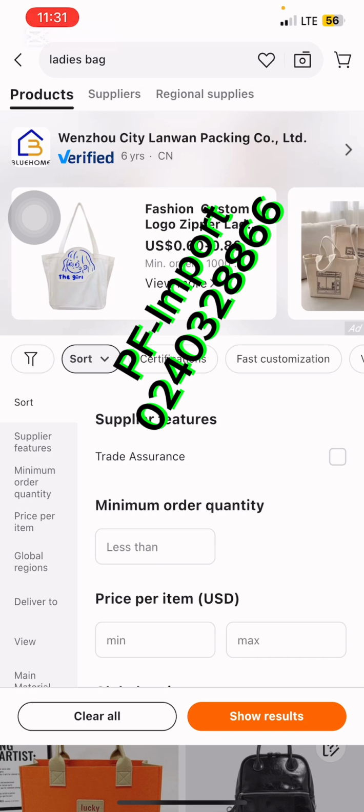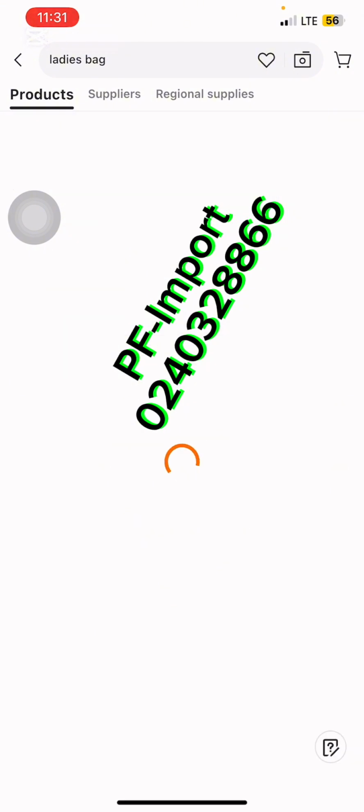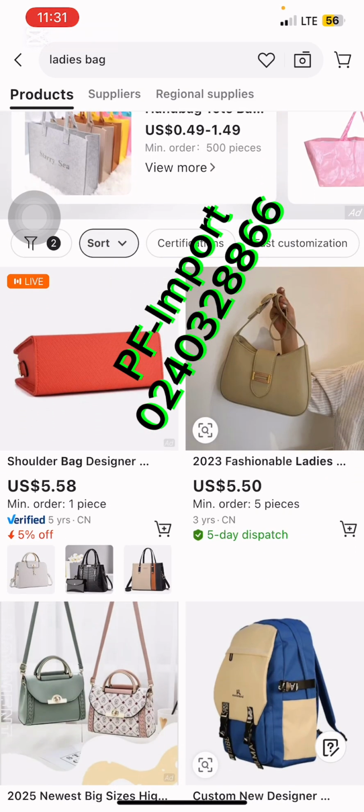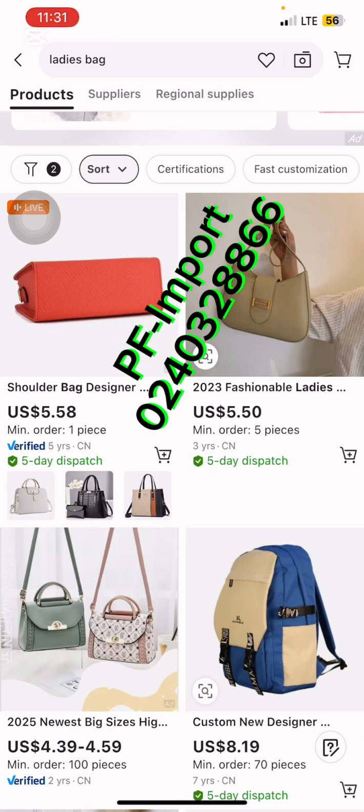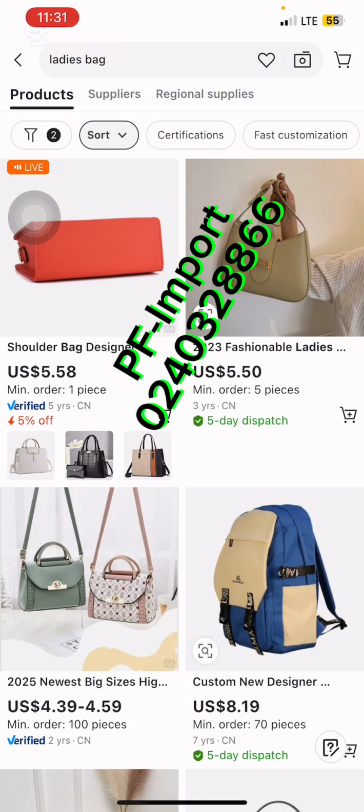Once you filter, you see trade assurance here. You click, then you click on show results. Obviously, we have clear order and show results. Once you click on show results, you realize all the suppliers shown here accept trade assurance. You realize this first supplier is verified.